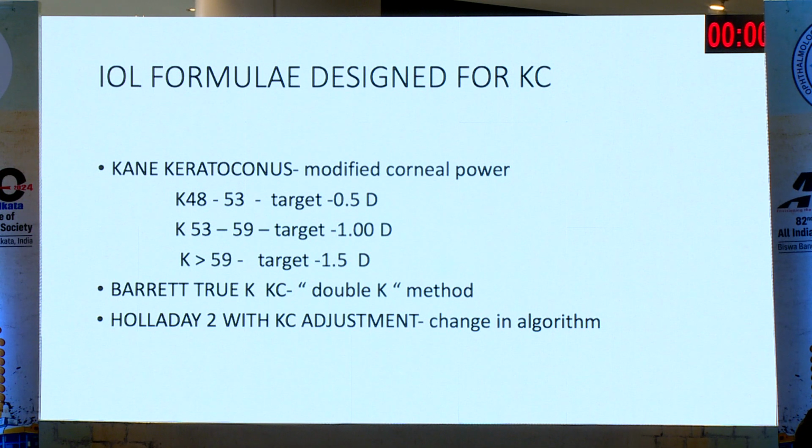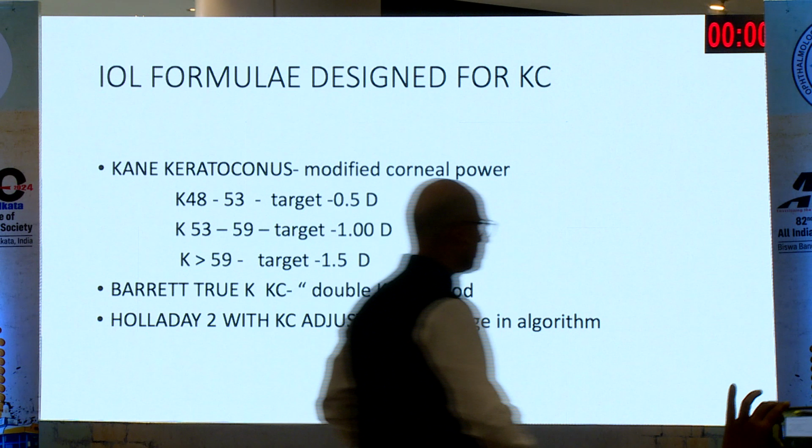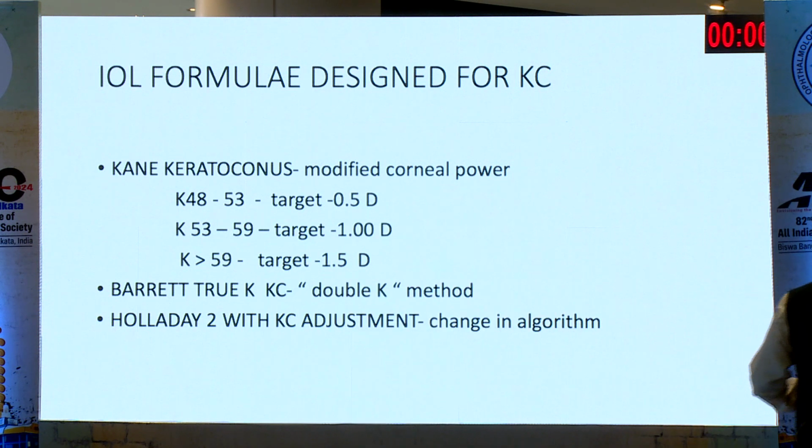Kane has described that when there is mild keratoconus, you need to target 0.5 diopters of myopia, and for moderate keratoconus, -1. When it is severe keratoconus, in fact, in some of the papers by Dr. Watson in the BJO, there's a report that you can in fact use a standard K, because there is a fallacy with all the IOL power calculations. The Barrett True K KC uses a double K method. The first K is the measured K, which calculates your IOL power, and then there is a theoretical K, which is used to predict the effective lens power.